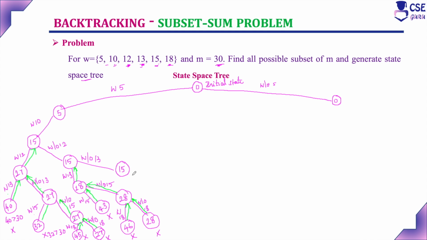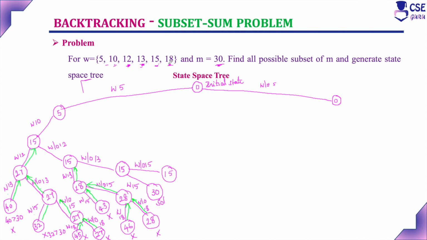Next element is 15. So, with 15, if you are considering in the sense, we will get 30 and this is a solution. We got the solution. We need to check whether one more solution is possible for this given problem. So again, backtrack to the previous step and check the other possibilities. So without 15, if you are considering in the sense, value is 15 only.